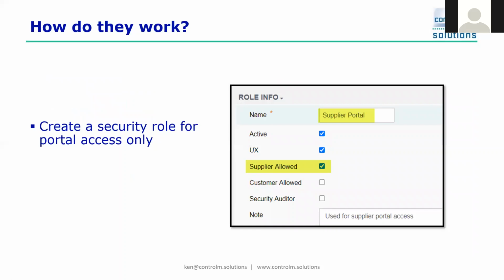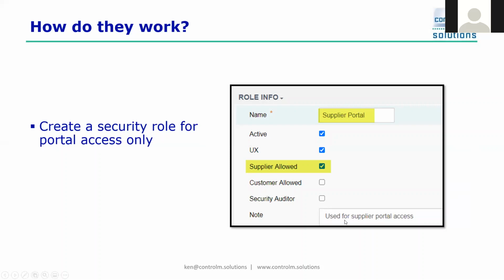Next, we're going to create a security role for portal access only. So I would go to my security roles manager screen. I would create a security role called Supplier Portal. And you see that I have some flags here to check. I would check the supplier allowed flag for a supplier portal. If I was adding a customer portal role that's going to be used with a customer, I would select the customer allowed. Want to make sure that we don't select the security auditor to give them full rights and ability.